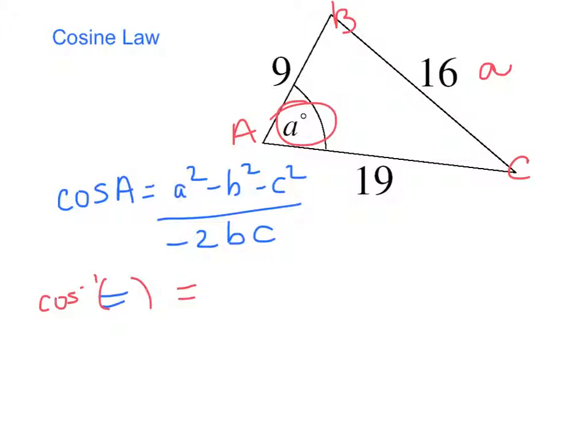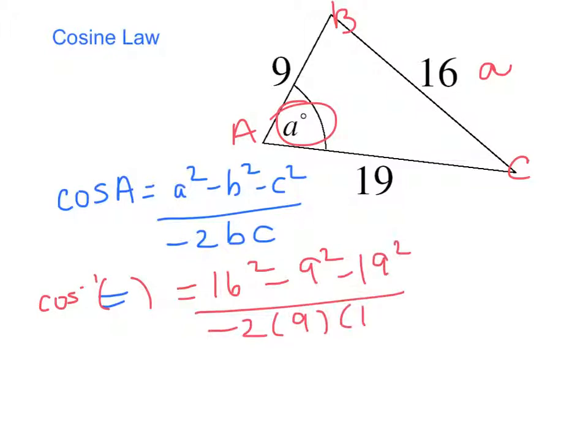So here we go. Cosine A is 16 squared minus 9 squared minus 19 squared, all over minus 2 times 9 times 19, all in brackets in your calculator. And I get 57 degrees. So there you have it. The key thing for cosine law is always label your triangle correctly and always make sure you do the final last step. In finding the side, it's a square root, and in finding the angles, it's taking the second function cosine.